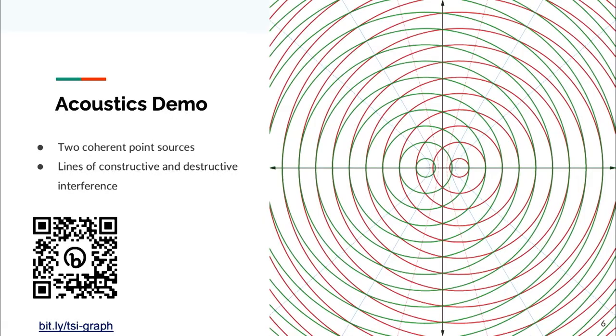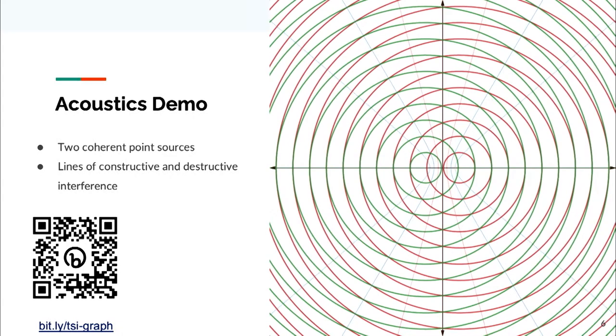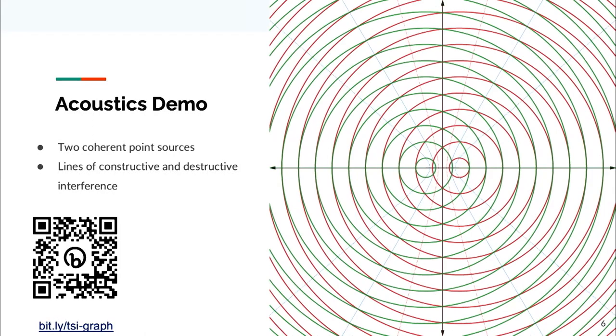The important things to notice are some faint lines on the diagram. In some of the lines, the red and the green line up perfectly. These are points of perfect constructive interference where the waves arrive in phase, and if you are at that point, you will hear a louder sound.